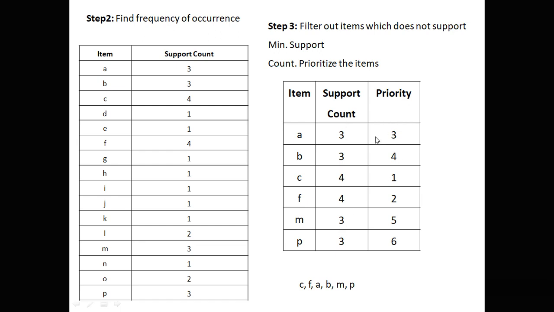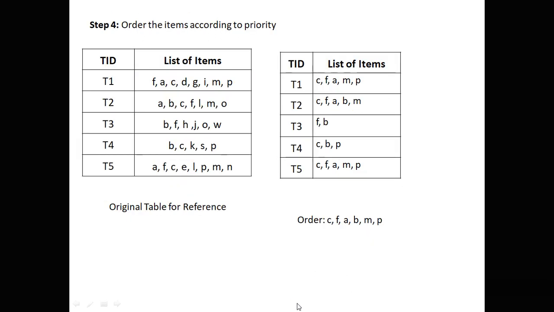After that we assign the priority. Now the items C and F appear with the highest support. So we are giving C the highest priority 1, then F 2, and after that all the elements are at the support count 3. So we assign them in the order in which they come in the table, that is 3, 4, 5, 6. Now the order becomes C, F, A, B, M, P. So we need to follow this order when we build the FP tree. Fourth step is to order the items according to the priority. Now these are the 5 transactions.